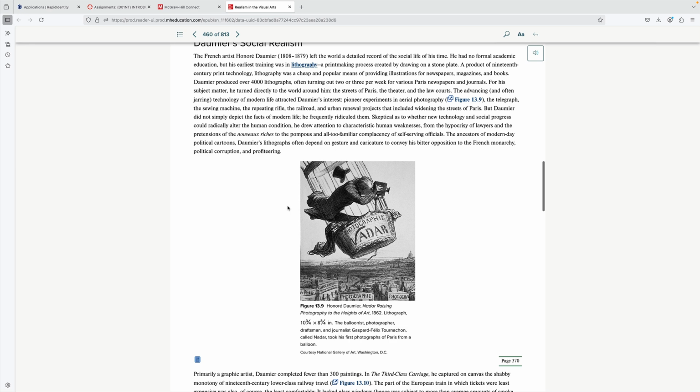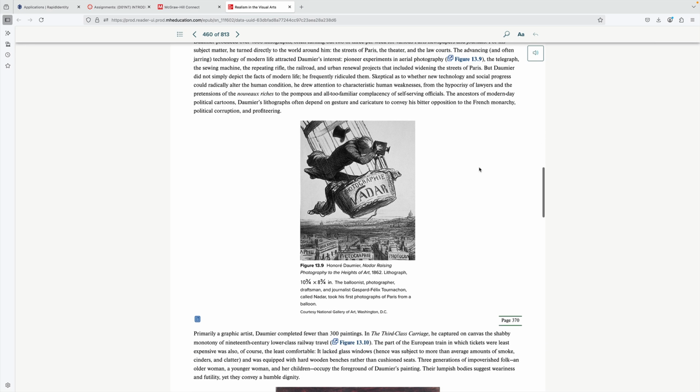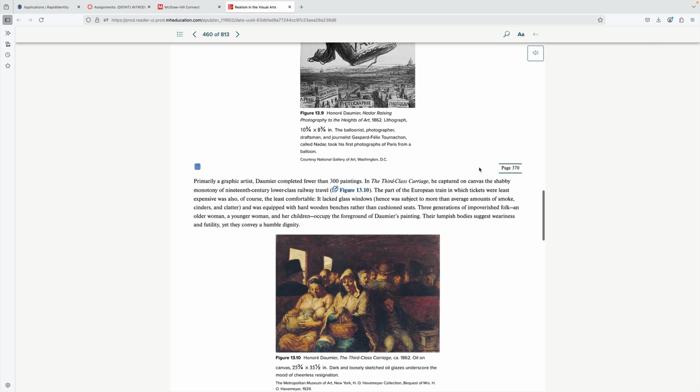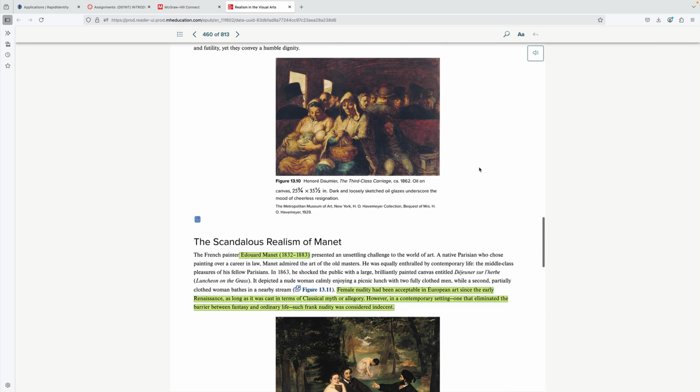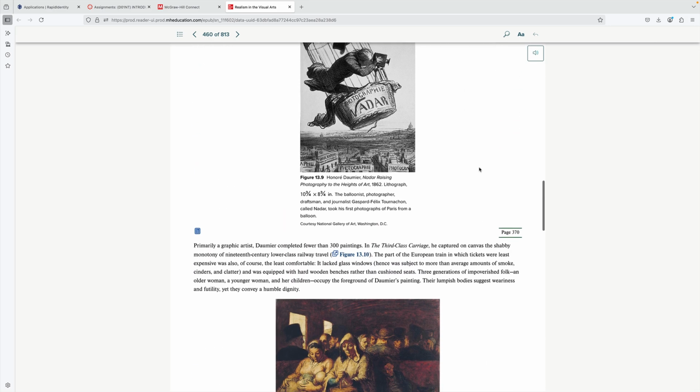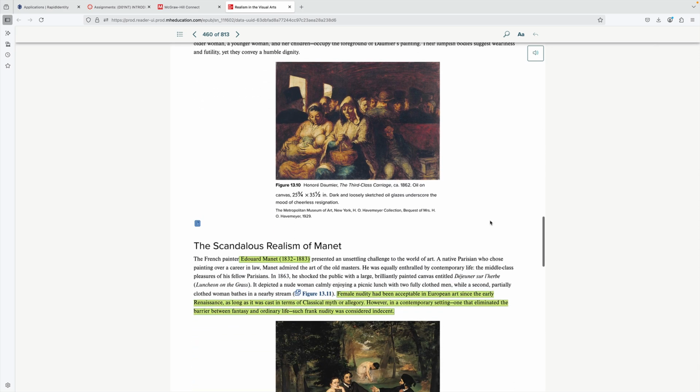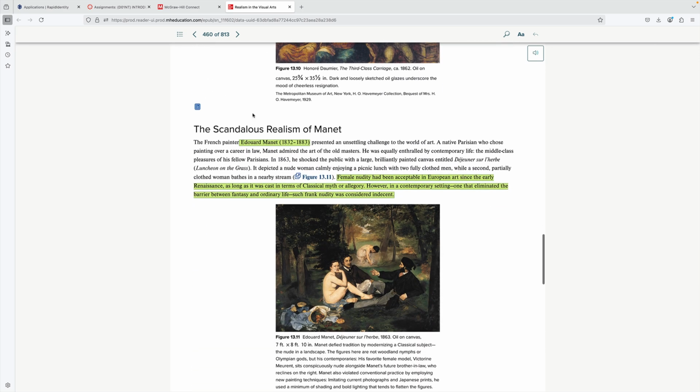Daumier's social realism. Really think of him as sort of making fun of powerful people. And he's in France at the time, so we don't typically talk about him as much here. Manet is also French, and we do talk about him quite a bit. He is not an impressionist, but he is a couple of decades the senior of most impressionists. And what he does is create a lot of scandal in the French market.